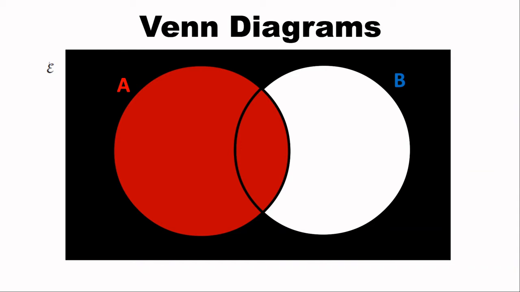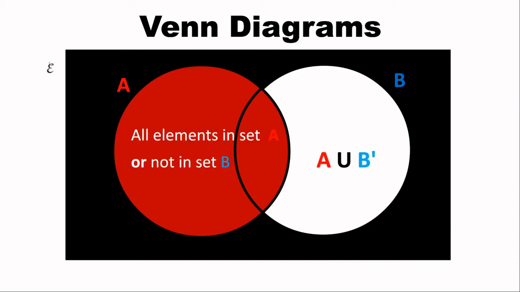Here I've got all of the elements of A, as well as this whole region outside of B. That would be the subset A union not B, because it's anything that's inside A or anything that's not in B.